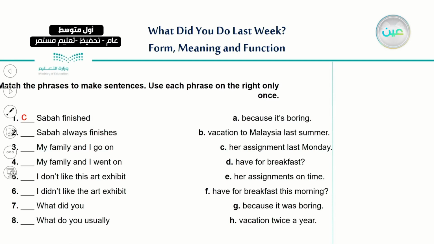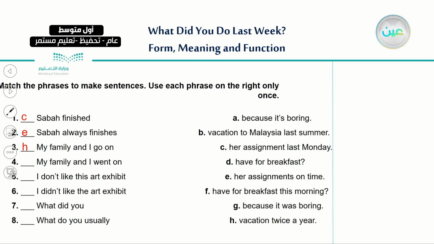So here we need to look for a sentence that is not in the simple past but in the simple present. Sabah always finishes her assignments on time. So let's move on to number 3. My family and I go on vacation twice a year. My family and I go, so this is simple present. Here also, twice a year is a time expression that indicates simple present.